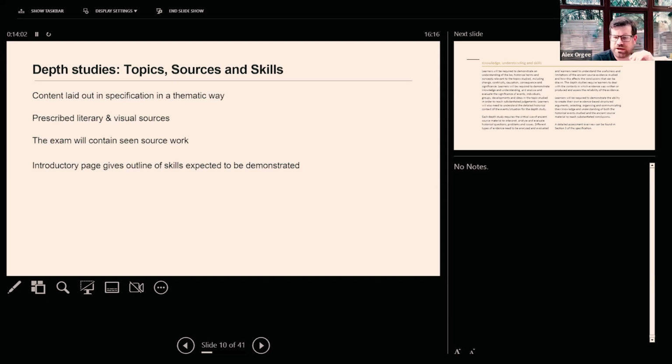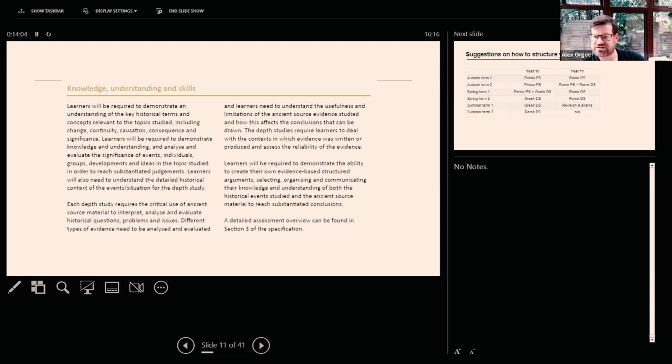Again, I will just show an extract from the specification. So this is taken from pages 10 and 18 of the specification, just demonstrating the knowledge, understanding and skills that we expect students to be able to demonstrate when being assessed on whatever depth study that they have studied.